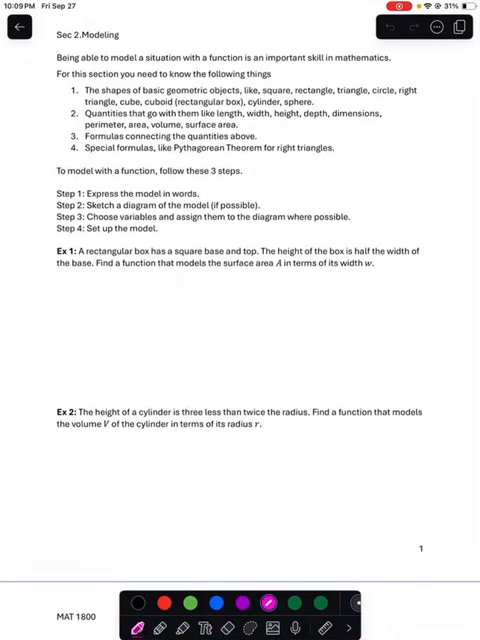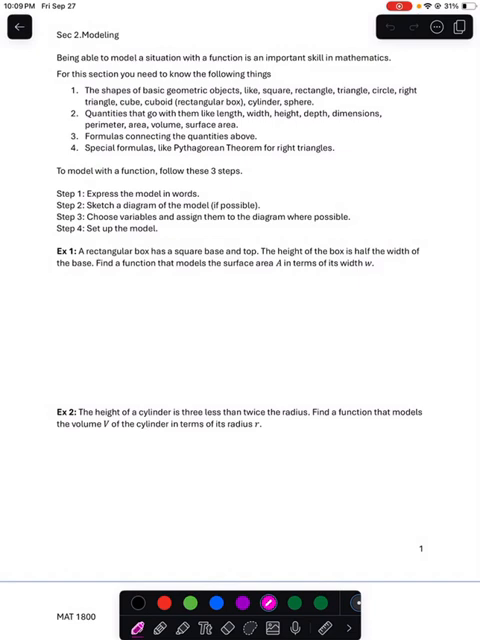Here we are with section 2, modeling. So modeling is a very interesting topic or subject in math, and it's really fun to have skills in building models, mathematical models. For doing that, you need to know some basic geometric shapes like a square, rectangle, triangle, circle, right triangle, cube, cuboid.